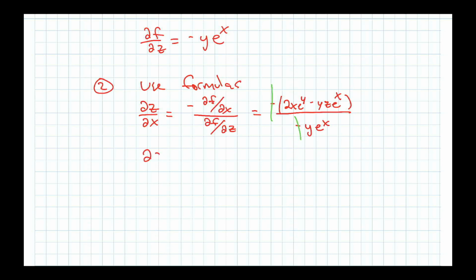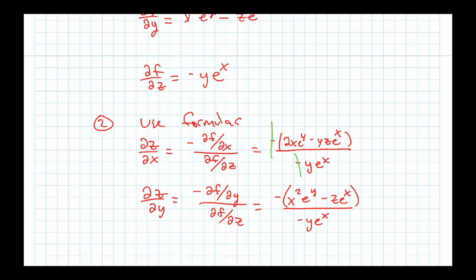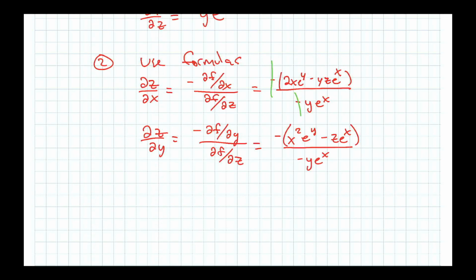The other one we want is partial z with respect to y, which will be negative partial f y on top, and then f z on the bottom. We just did the bottom, so I'll recopy it. And the df dy derivative is x squared e to the y minus z e to the x, with the negative out front. Again, you can cancel those negatives. So very straightforward, right? And that's how implicit differentiation works for these kinds of functions.